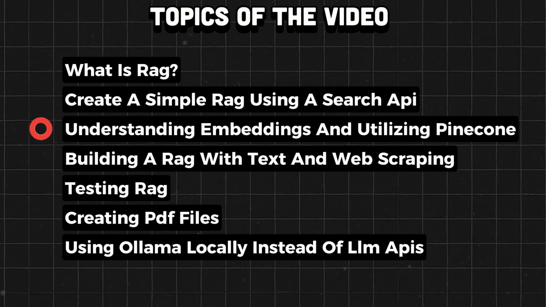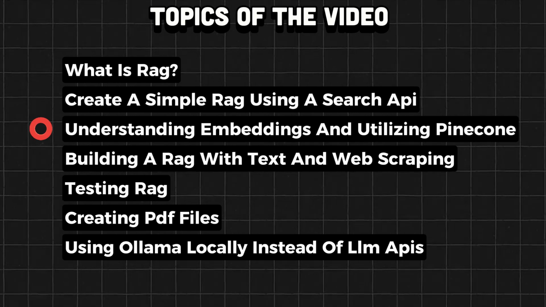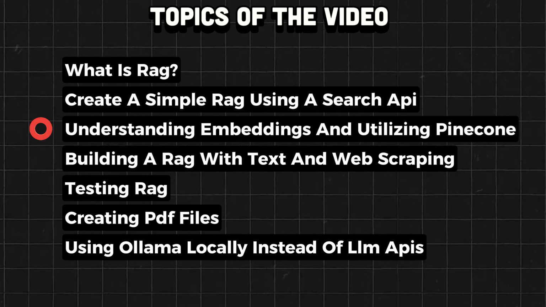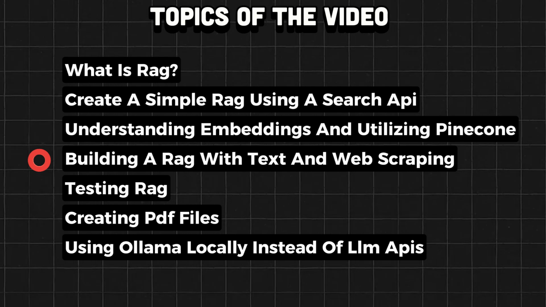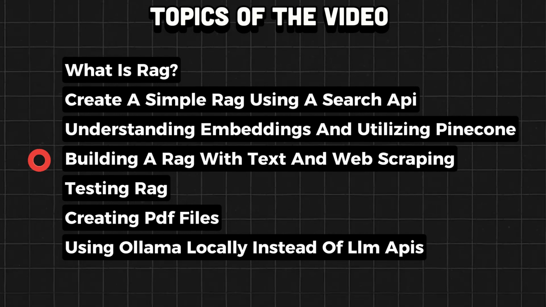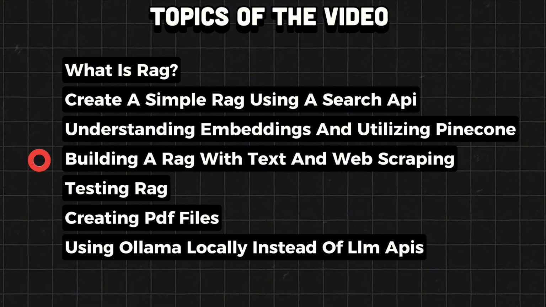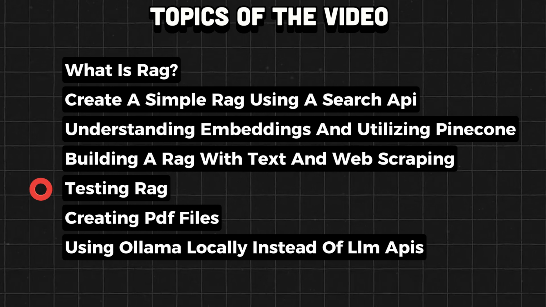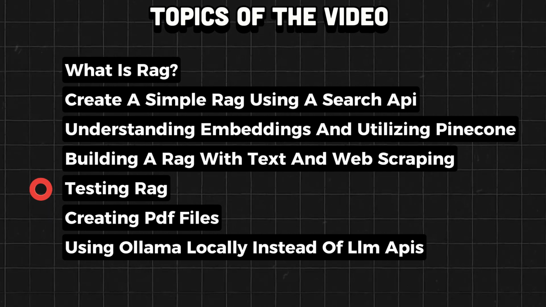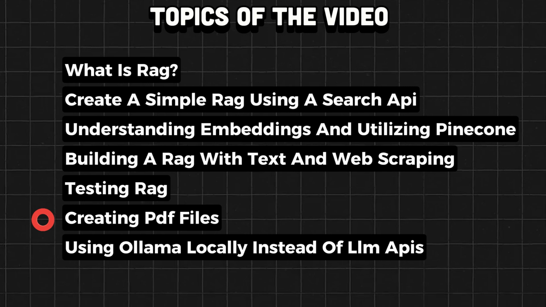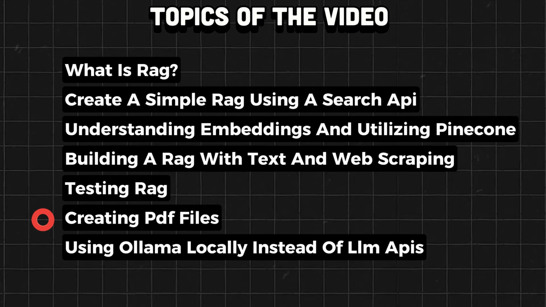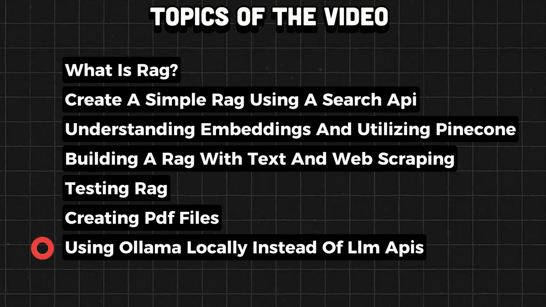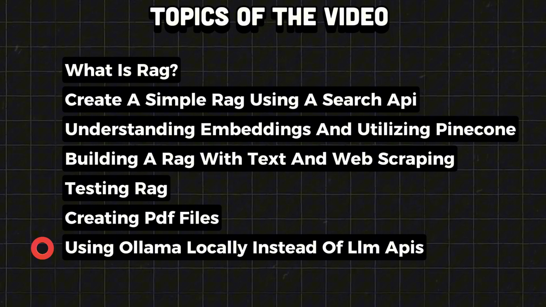Then we're going to take it another step and understand what embeddings are and how to use an embedding database, or vector database, like Pinecone. Then on top of that, we're going to build a RAG application that's slightly more complicated than the first one, using text and web scraping with a library like Cheerio. Then we'll test this RAG that we build and show you an example of how you can handle PDF files: how to upload them, how to split them, how to do embedding on them. And finally, using Ollama locally instead of large language model APIs.